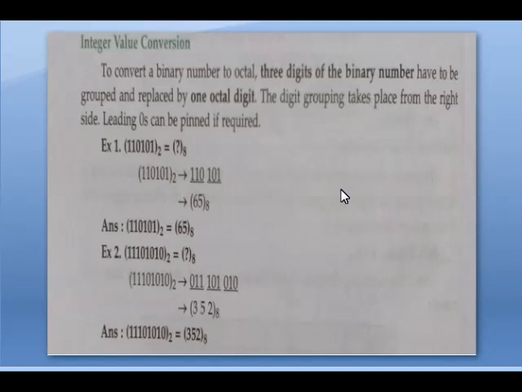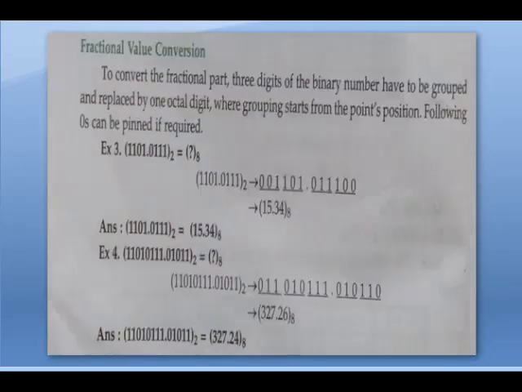Okay, students. So for the fractional value, we have to follow the same process. From the integer part, we have to do the grouping of 3 numbers from right to left. For the decimal value, from left to right, we have to do the grouping. Okay, and find out the decimal equivalent.